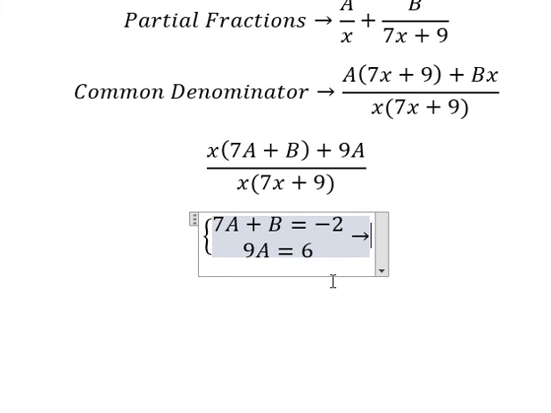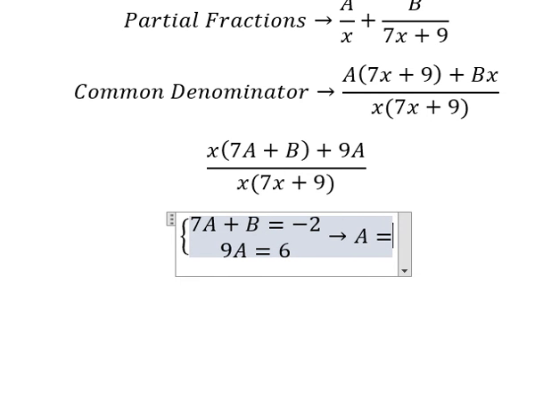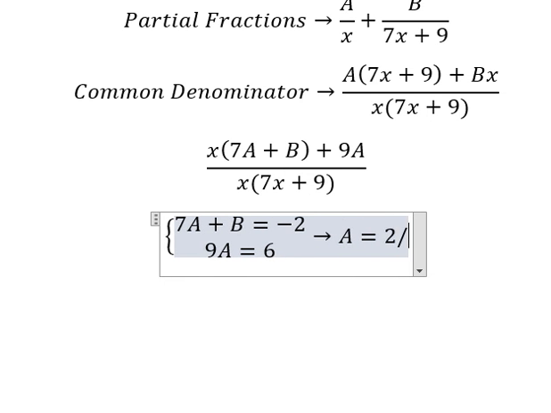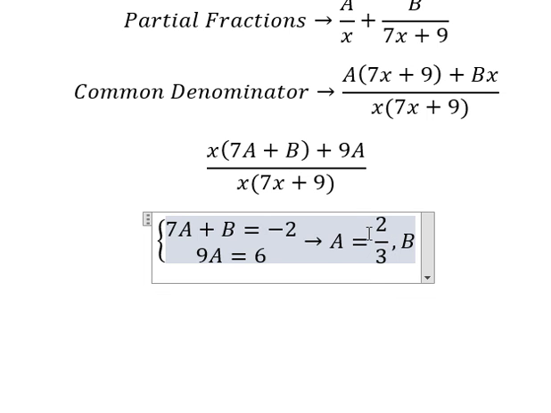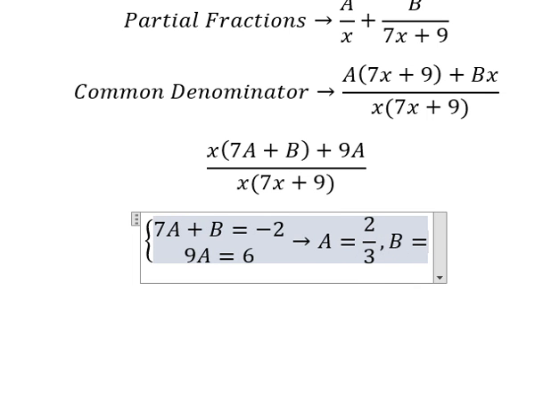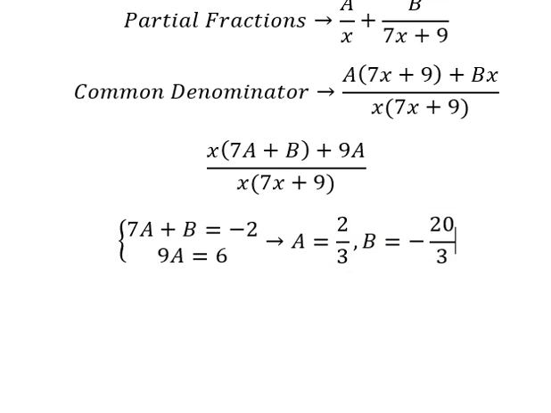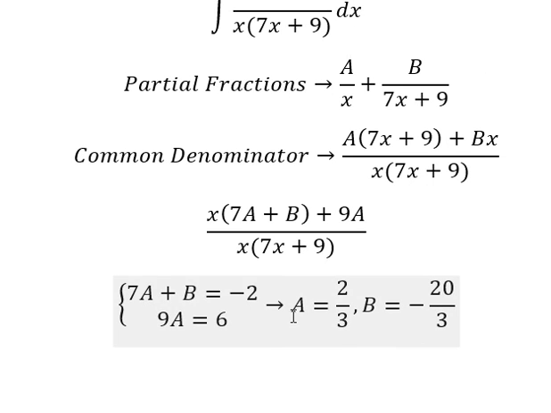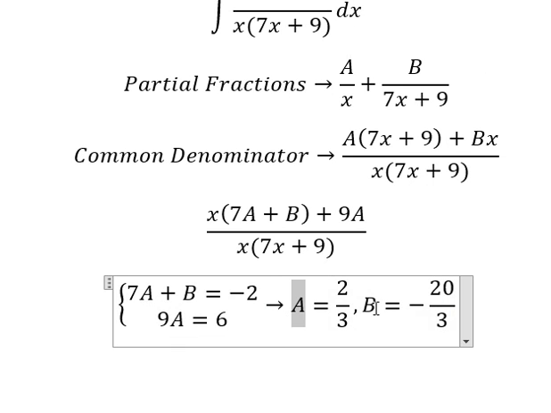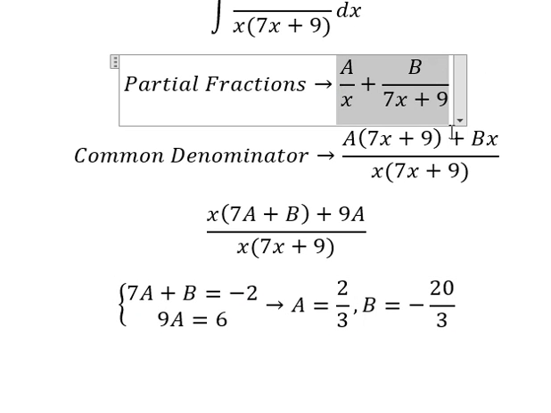And now, we need to find the solutions of A and B. So, you get A equals 2 over 3 and B equals negative 20 over 3. So, we need to put the values of A and B in here.